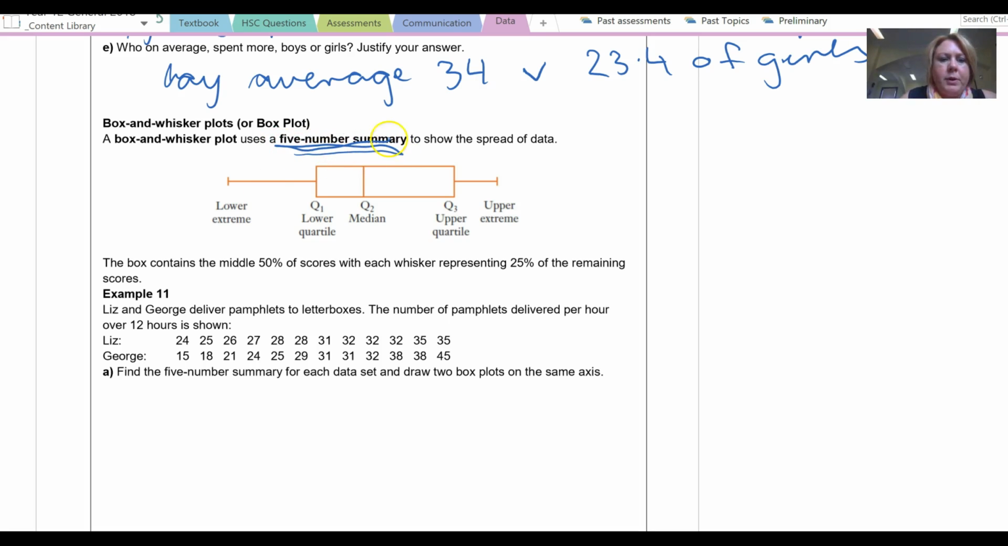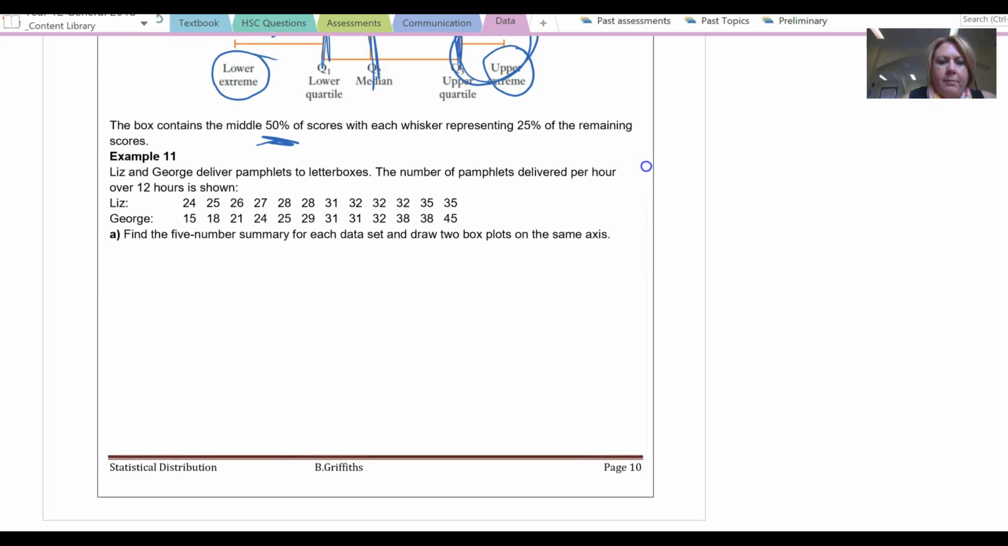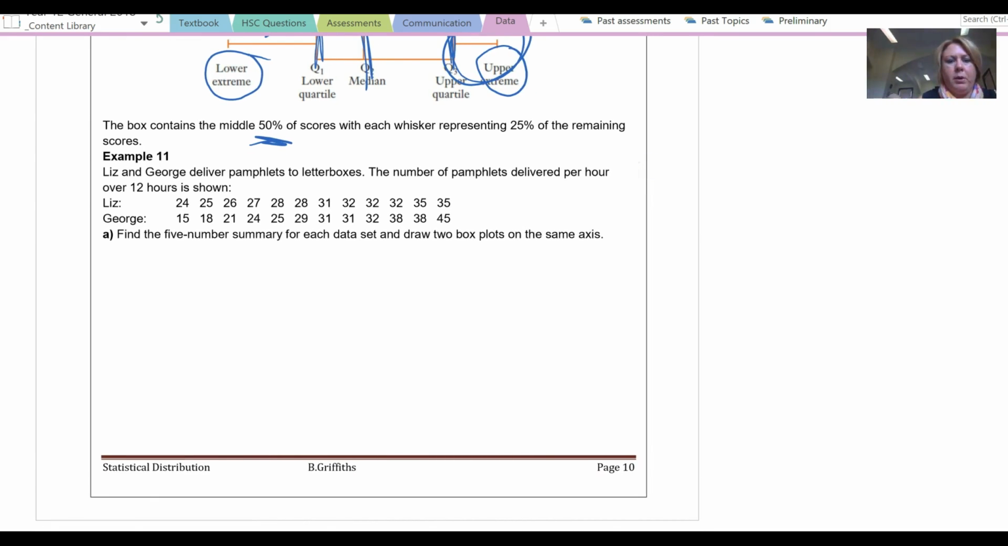The 5-number summary is the lowest score, the highest score, so they're the easiest to find, the median, quartile 1 and quartile upper. The box represents 50% of the scores, and each part is a quarter of the scores. So if they said to you 10 scores fitted between here, you would know that there's 40 scores altogether, because that represents a quarter. Okay, it says find the 5-number summary and draw a box and whisker plot.